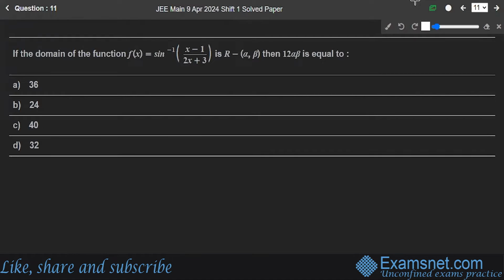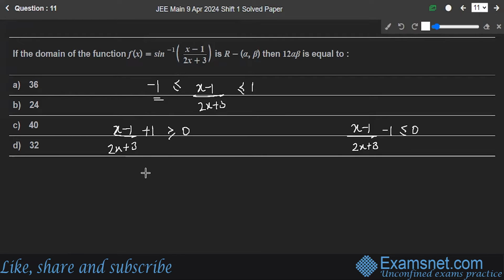Question number 11: if the domain of the function f(x) equal to sine inverse of this is all the real numbers except alpha and beta, what is the product of 12 alpha and beta? So you are having sine inverse of this function. You know, sine values lie between -1 and 1. That means (x minus 1) upon (2x plus 3) lies between -1 and 1. I'm taking this on this side, plus 1 is greater than or equal to 0, and the other is (x minus 1) upon (2x plus 3) minus 1. So these are the two possible conditions.